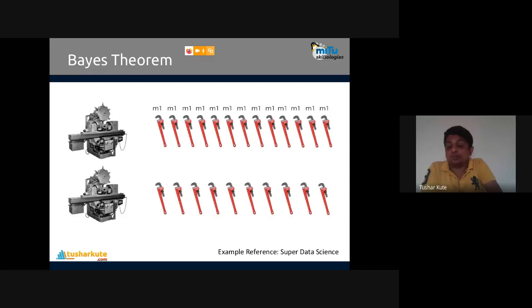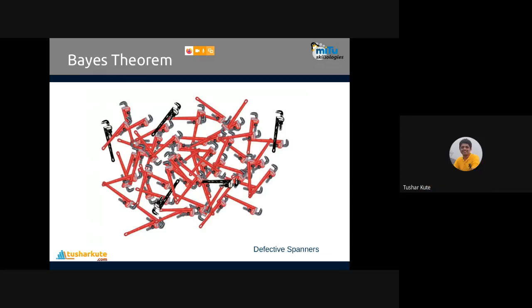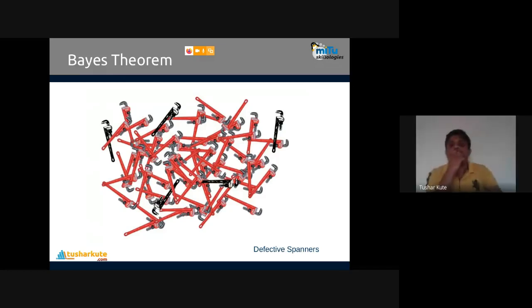Now let's see conditional probability. All the spanners which are manufactured by the respective machines, I have combined. Yes, all spanners I have combined. And out of all the manufactured spanners, I got a few defective spanners.